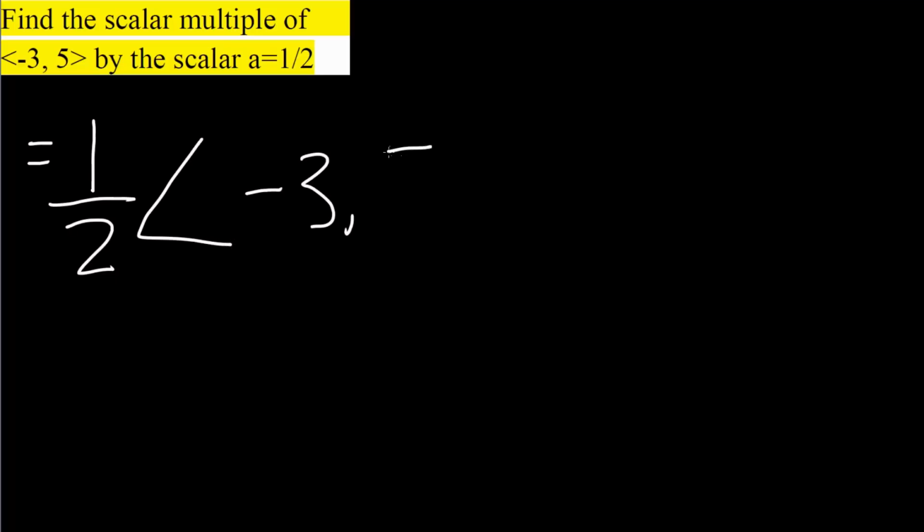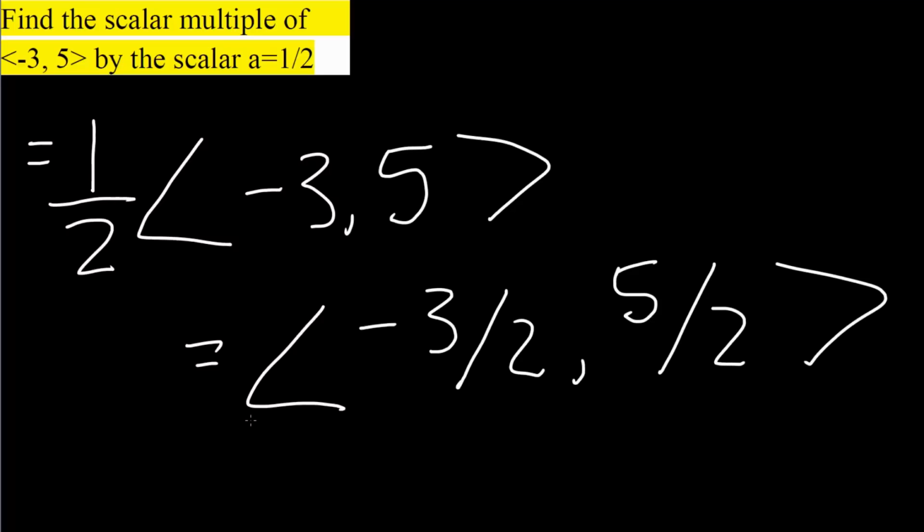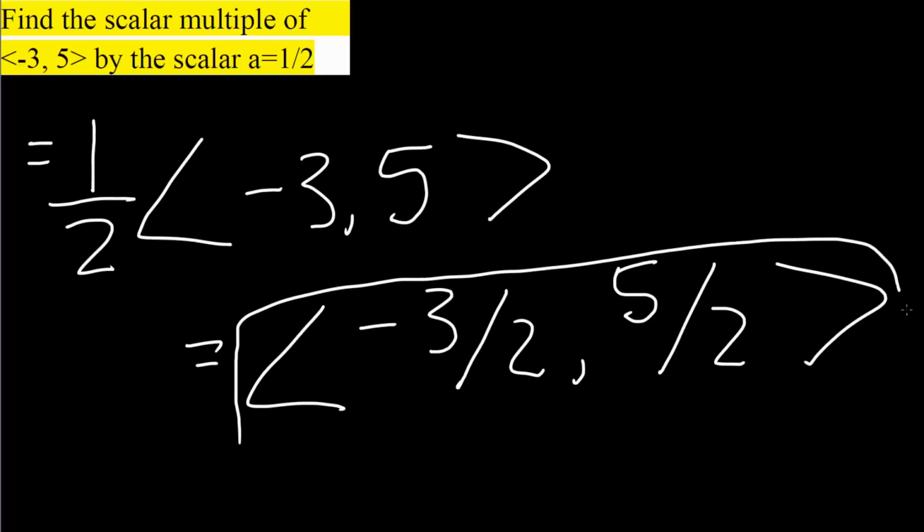So the first problem is find the scalar multiple of the vector -3, 5 by the scalar given as a is equal to 1/2. So this problem is pretty simple. We're just going to multiply this by the scalar. And so we would get a is equal to 1/2 times the vector, so -3, 5. And when we multiply that, we would get -3/2, 5/2. And we simply box in this answer. That's all we need to do for this problem.